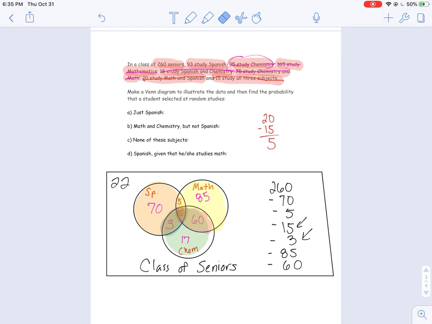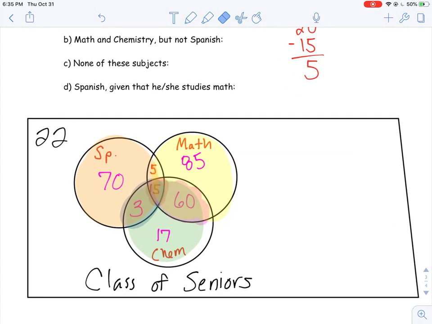That's fine. There are a number of ways you can go about doing this. I just wanted to show you my strategy. So hopefully this helps you if you're having trouble with triple Venn diagrams and you encounter them. Try this strategy and see if it helps.